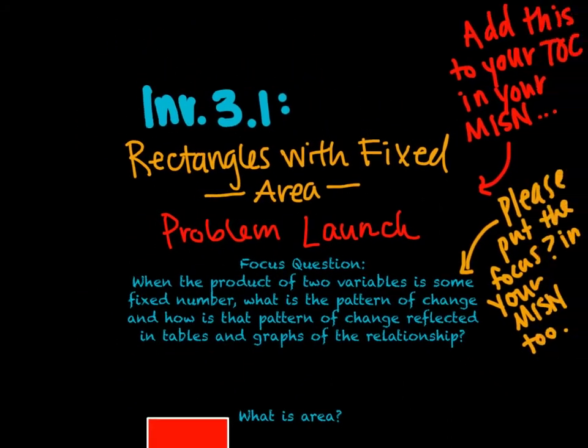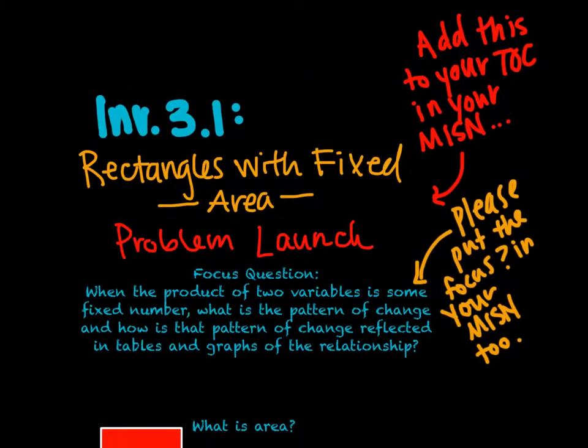What I'd like you to do is add this title, Investigation 3.1, rectangles with fixed area, to your mission in the table of contents, and then please put it on the title of the page that you're going to be writing on. As well, across the title of that page, please put this focus question. When the product of two variables is some fixed number, what is the pattern of change, and how is that pattern of change reflected in tables and graphs of the relationship? So please put those two things in your mission. If you need to, pause this video now.